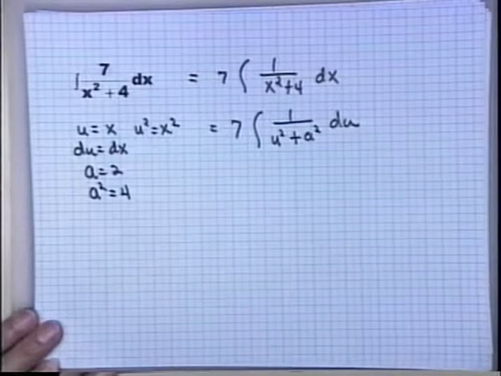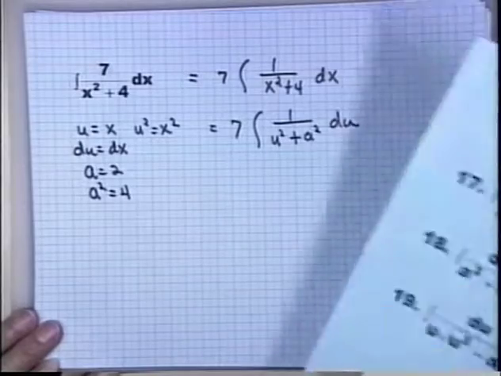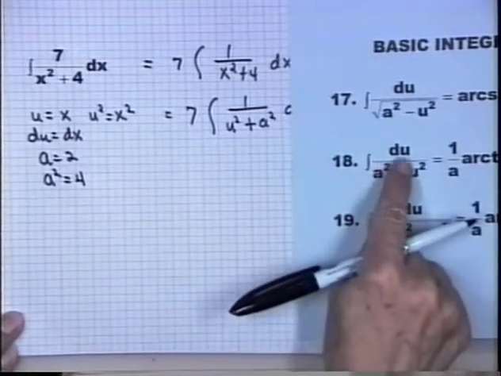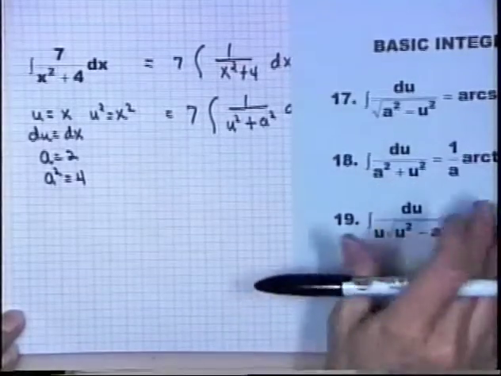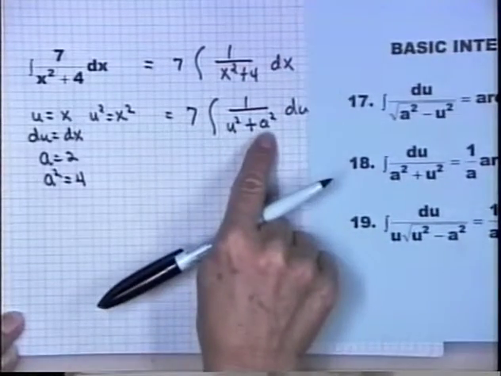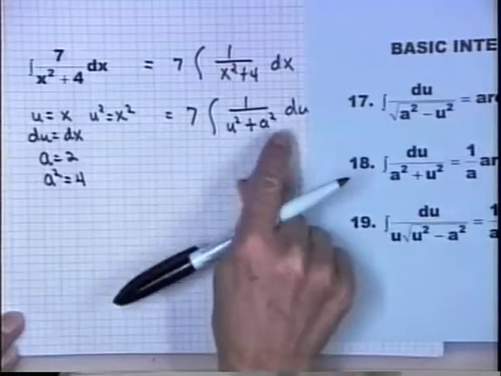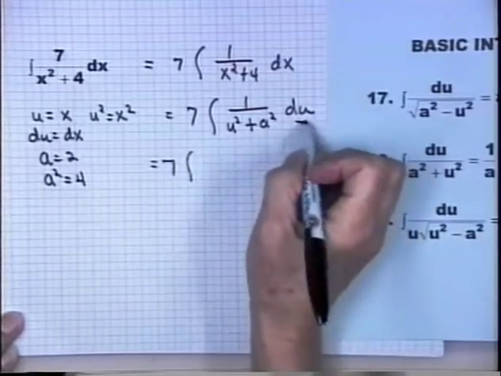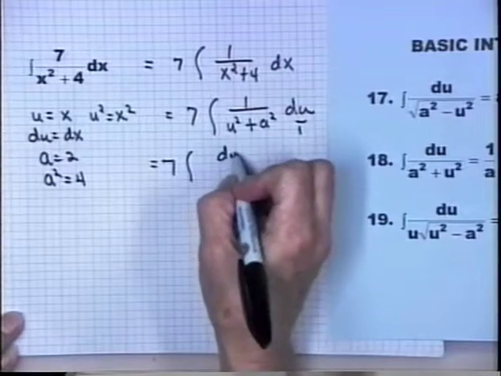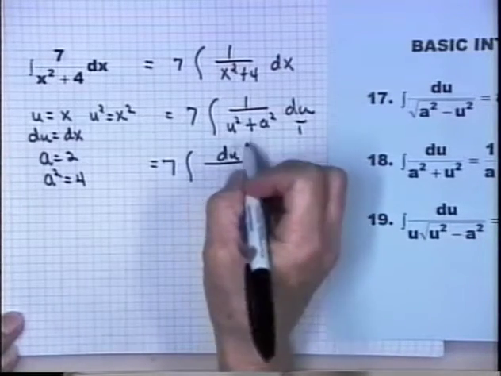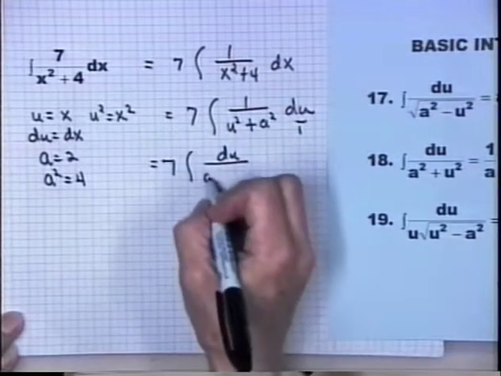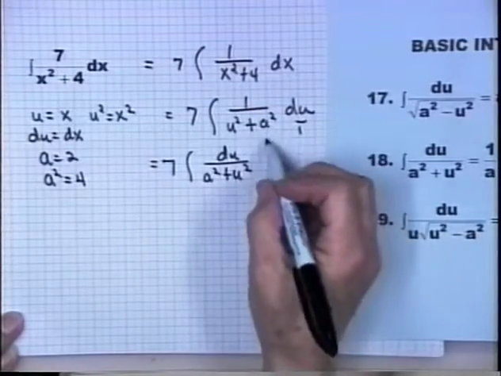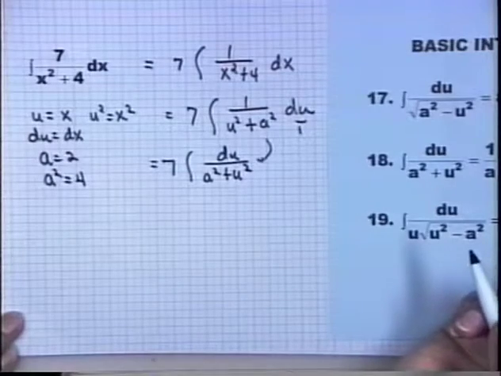Now, the actual formula that I showed you on your screen, let me slide it over here, had du over a squared plus u squared. I have u squared plus a squared, and I have du over here. Is that really any different? Notice that this is over 1, so 1 times du can put the du up there. And whether I say u squared plus a squared or a squared plus u squared, it's the same difference, isn't it?